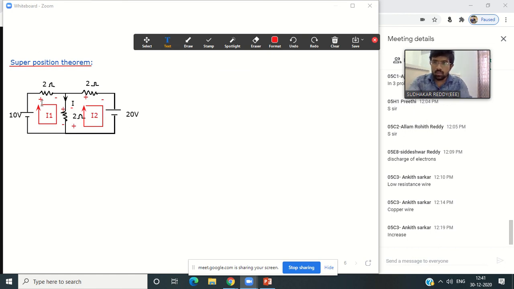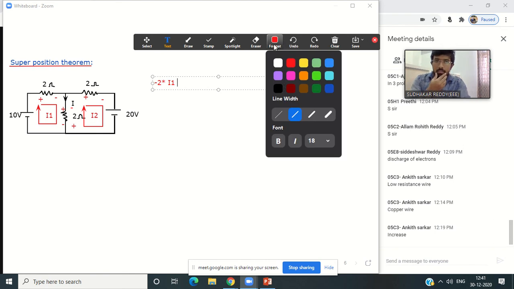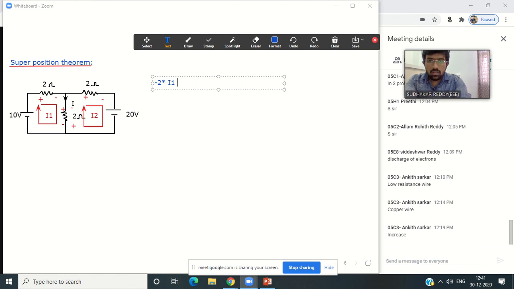Start from 2 in clockwise direction. We are moving from where to where? Positive to negative, right? Yes. Minus 2 into 2I1, so minus 2I1. Then what about this? Again plus 2 minus, which means again minus 2, and what is the current here? I1 minus I2. That's it.